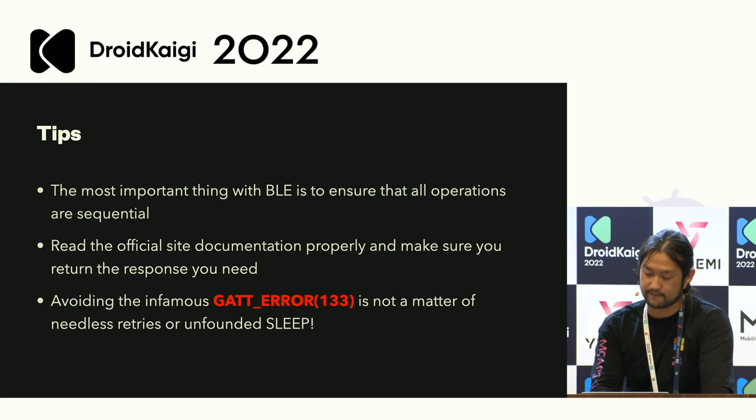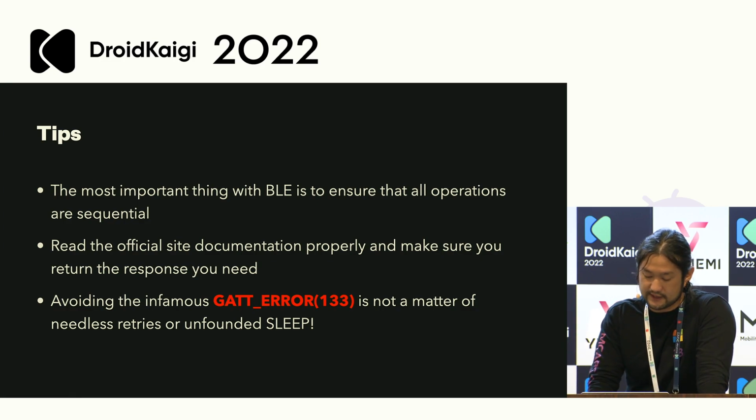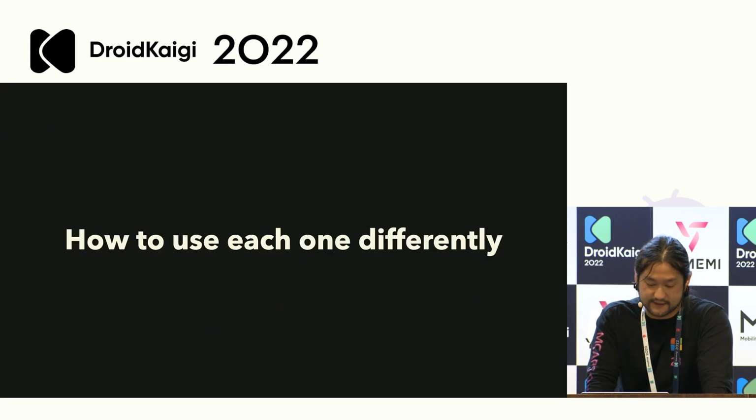If you break this principle, you would most likely get the notorious GATT error 133, which basically means unknown error. Sometimes people recommend putting in retries and/or sleeps to mitigate this error, but this is not a real solution. What we need to do is just to make sure every operation is done sequentially, or returning proper responses that is documented to do so. That's it. All right, so we have only 5 minutes left.